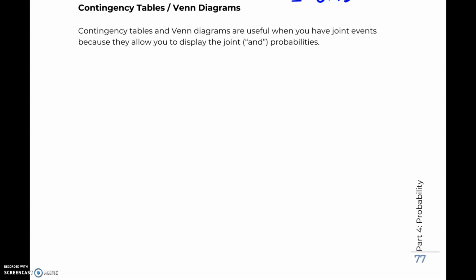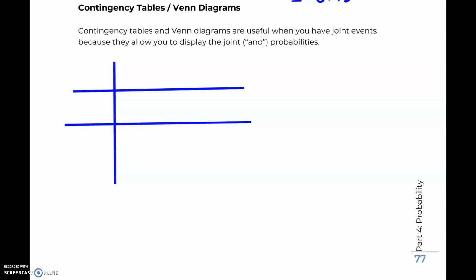Contingency tables and Venn diagrams go together hand in hand. A lot of the times we have two events given, event A and B, and we can put it together as a contingency table, or we can put it together as a Venn diagram. Personally, I prefer making a table. I find it a lot easier, but really they can be done either way.